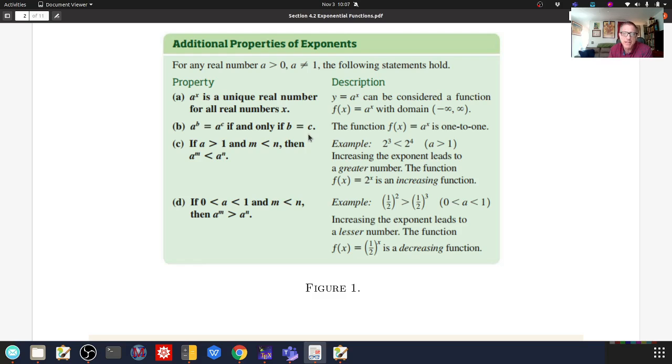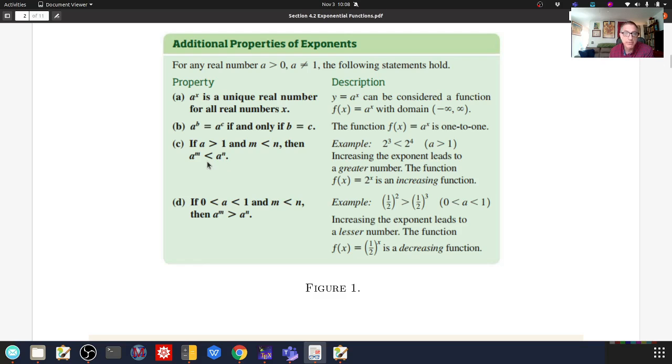But we already knew that by its graph, because it's either an increasing function or a decreasing function across its entire domain, which is the real numbers. Now, notice a is greater than 0 but not equal to 1. So we have two possibilities. a can be greater than 1, or a can be between 0 and 1. It can't be 1. So we're going to consider the first possibility. If a is greater than 1 and the value of m is less than the value of n, then a to the m power is less than a to the n power.